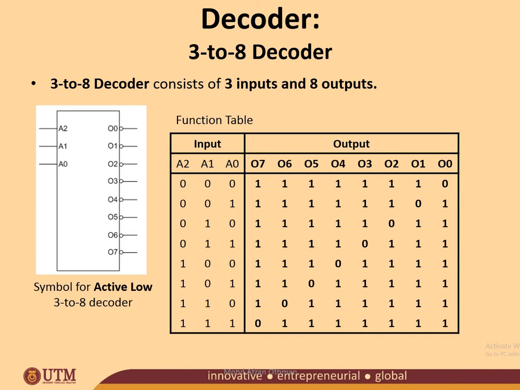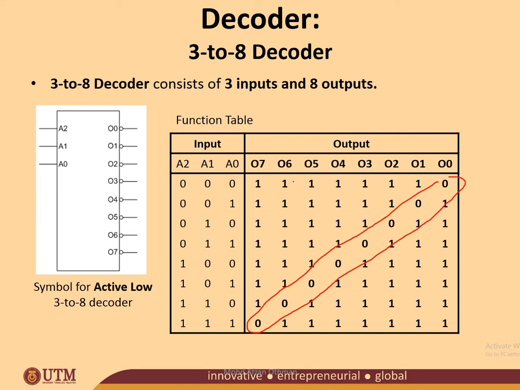Now, a 3 to 8 decoder consists of 3 inputs and 8 outputs. This is the function table from just now. You will see that the position of 0 for the active low output changes, and the others are 1. So please don't assume this case to be always valid.